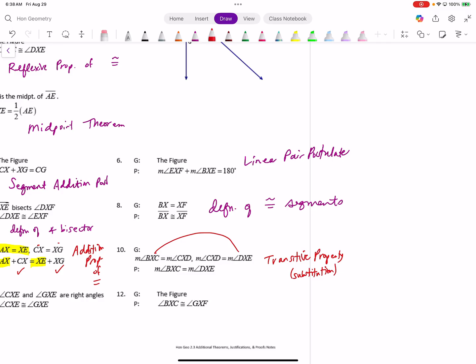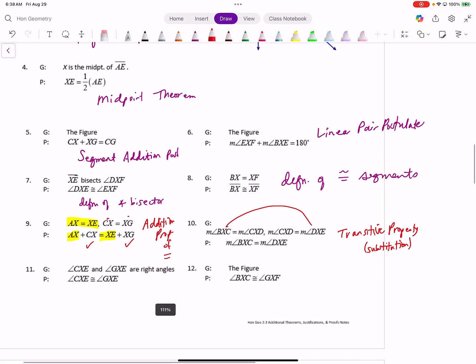You can substitute numbers. So if I say that angle CXE and GXE are right angles, why can we say they're congruent? Because we just proved that all right angles are congruent. Well, that's a theorem.